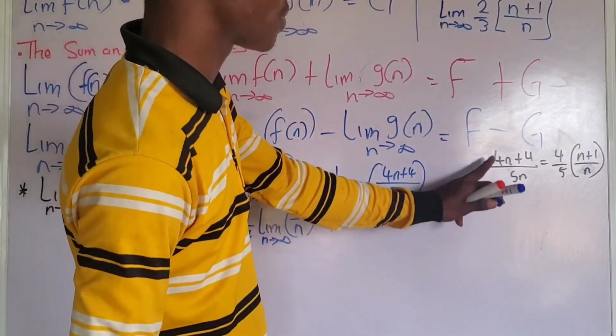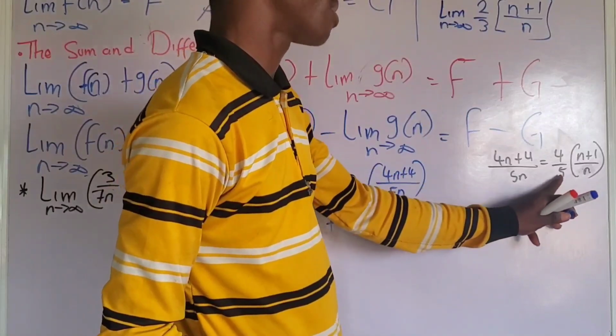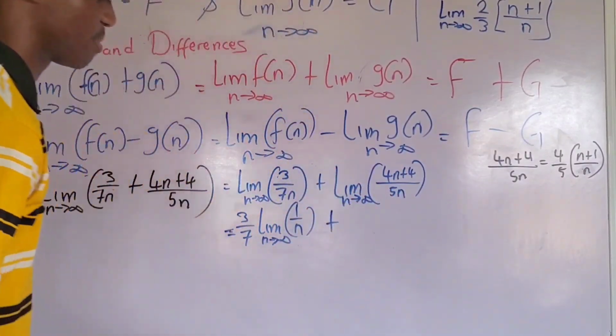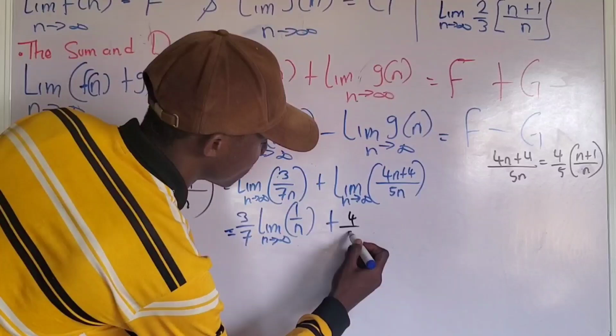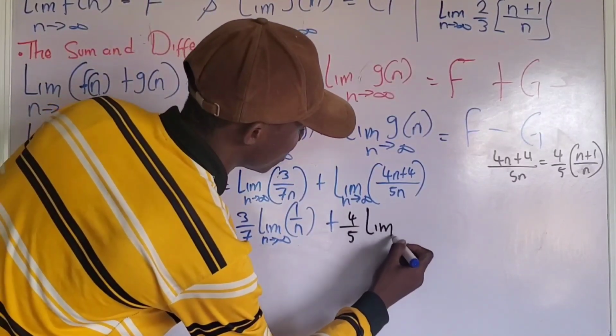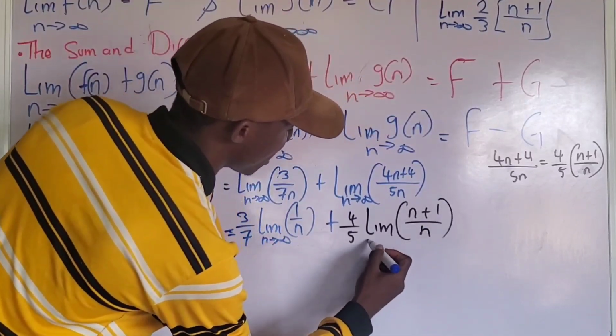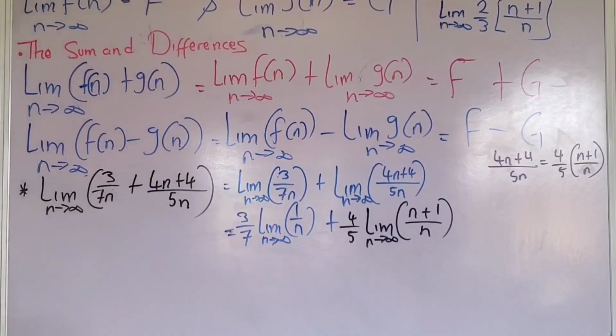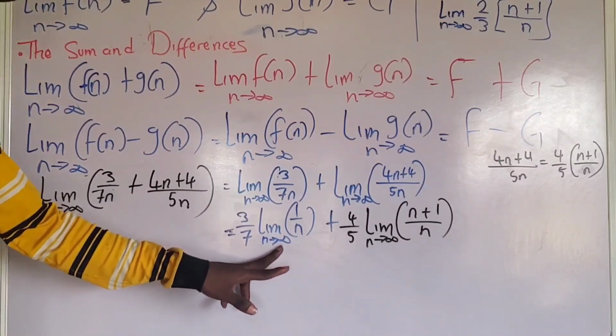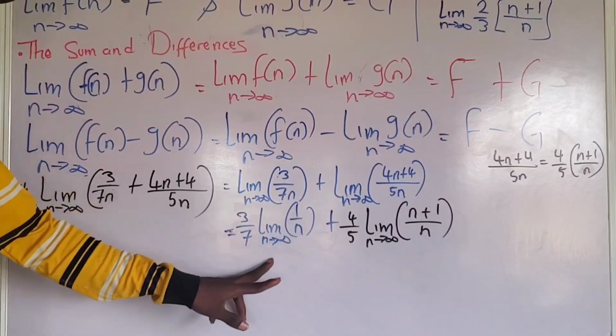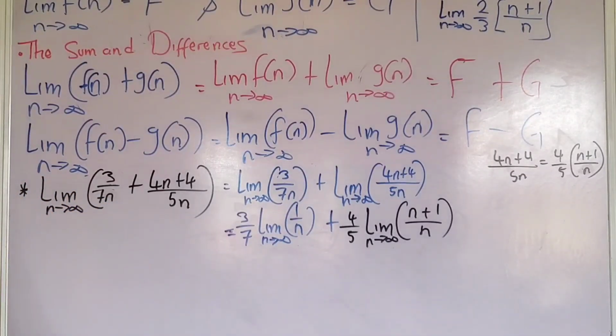It's just like I factorize 4, then I bring 5 outside, okay? So for this, I'm going to have 4 over 5 limits of n plus 1 all over n as n tends to infinity. Do you understand? Okay? Now, from this point, we can actually take the value of the limit. If you take the limit of 1 over n as n tends to infinity, what will be the answer? The answer will be 0.